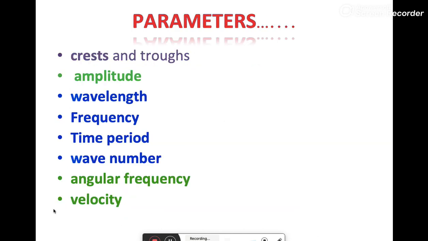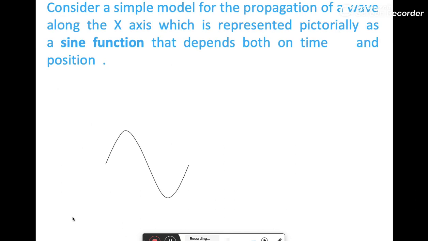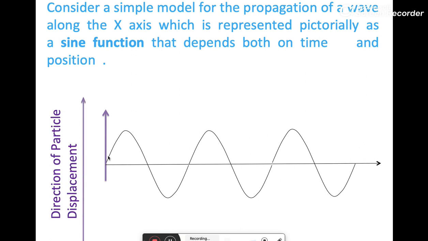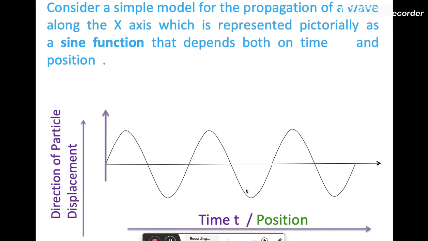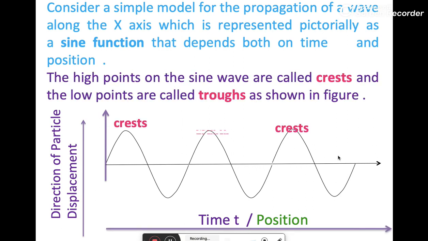Now, we will discuss some parameters related to wave. They are crests and troughs, amplitude, wavelength, frequency, time period, wave number, angular frequency and velocity. For that, let us consider a simple model of the propagation of a wave along the x-axis, which is represented pictorially as a sine function that depends both on time and position. Here x-axis shows the direction of particle displacement. The high points on the sine waves are called crests and low points are called troughs.